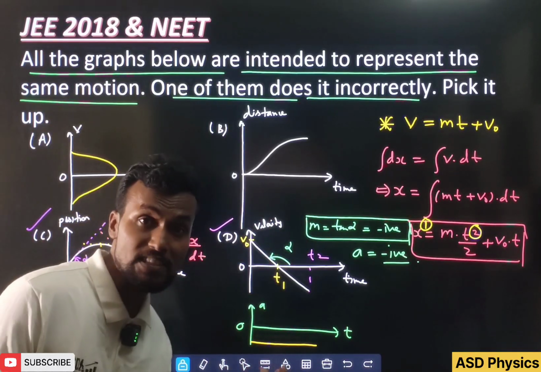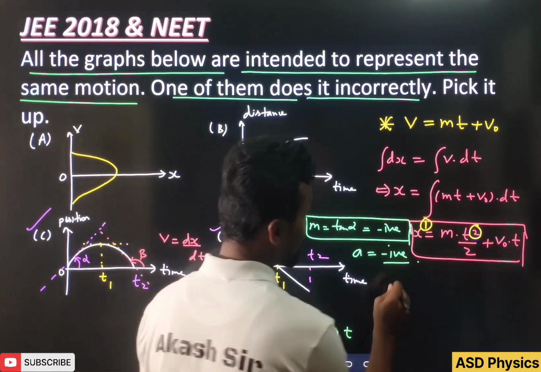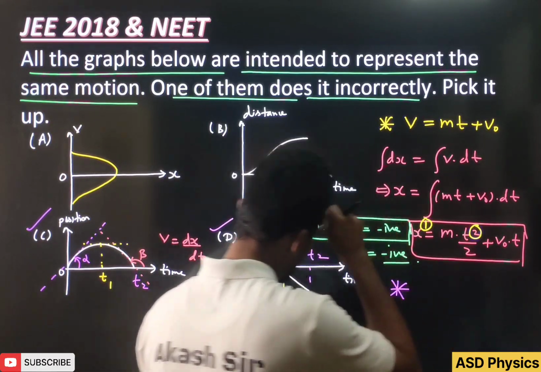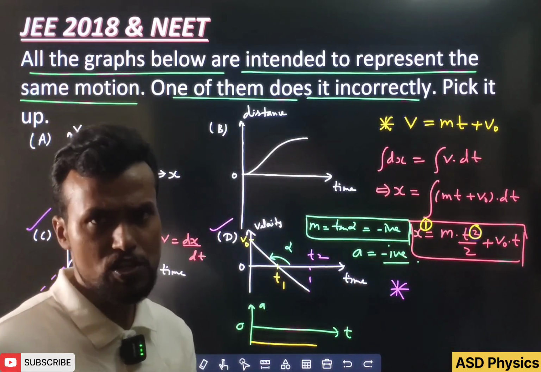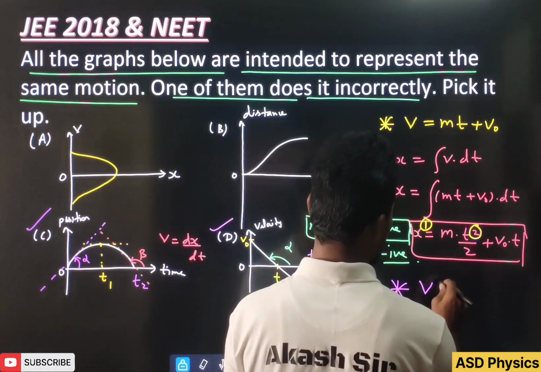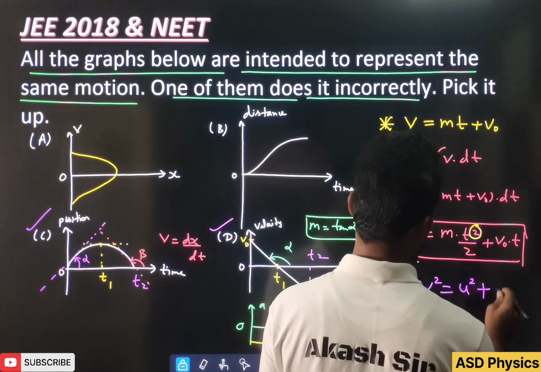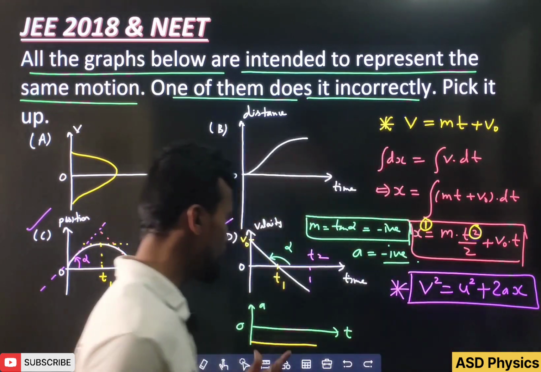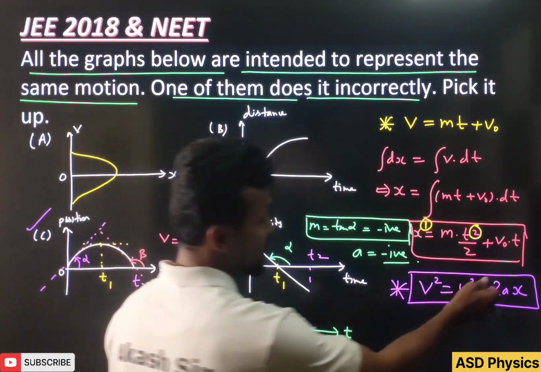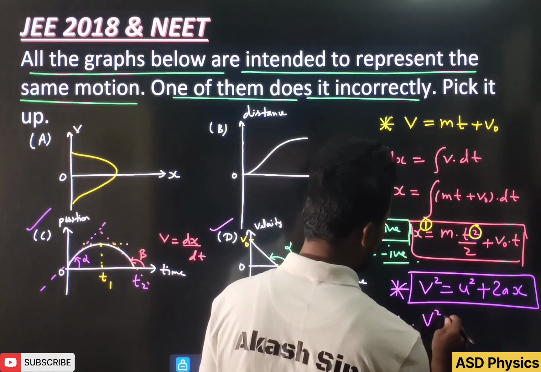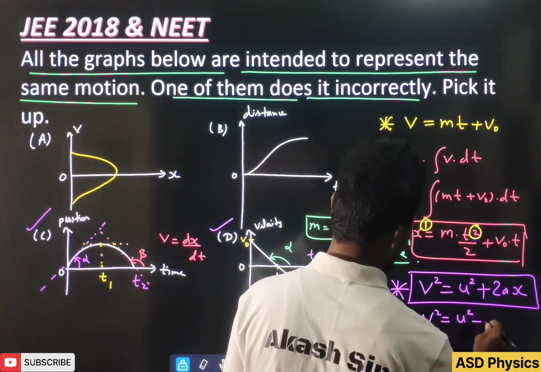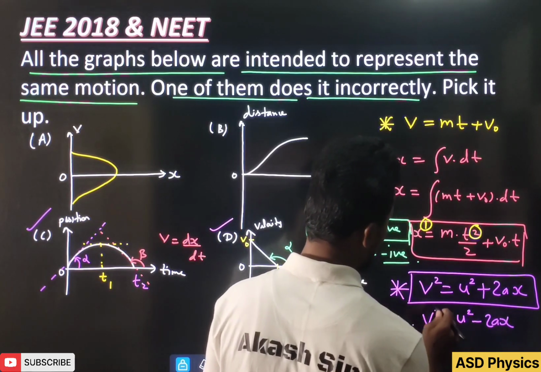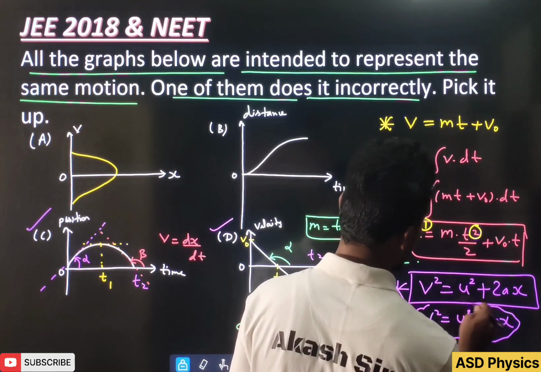And you know very well, acceleration is uniform. That means one more thing: whenever the acceleration is uniform, equations of motion will be valid. So you can see v square equals u square plus 2ax. And here, which kind of acceleration? Negative acceleration, a will be negative. So I can write v square equals u square minus 2ax. Why minus 2ax? Because acceleration is negative.